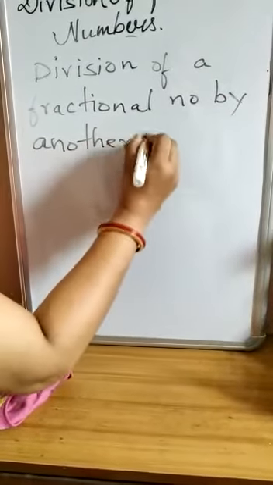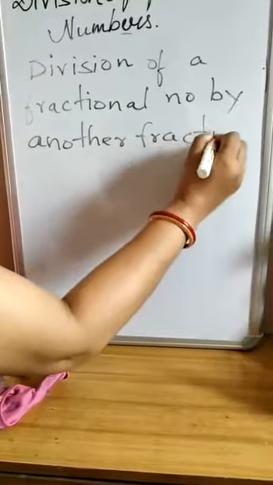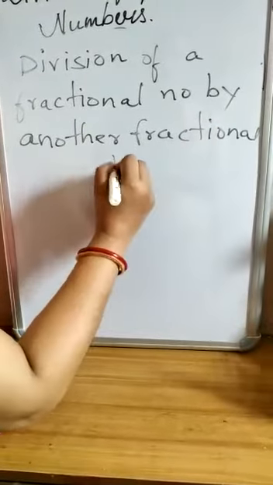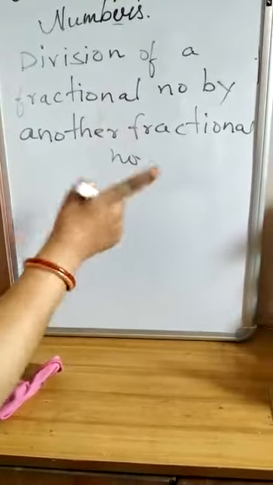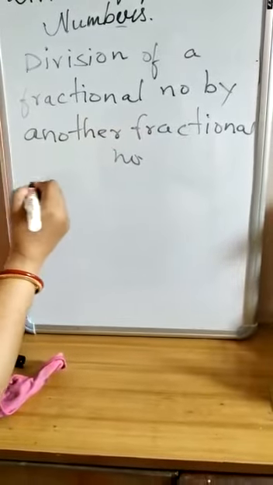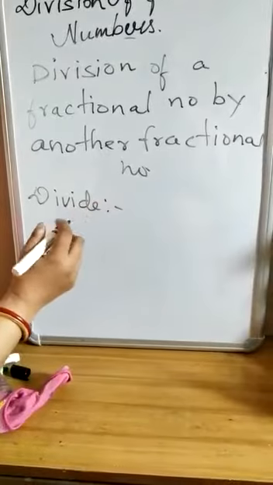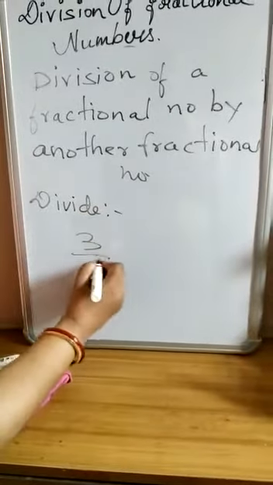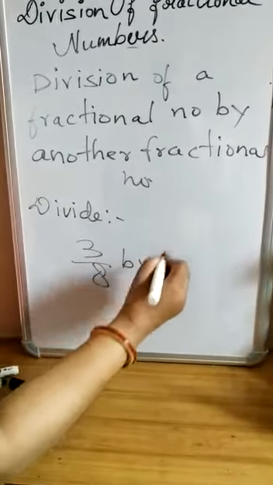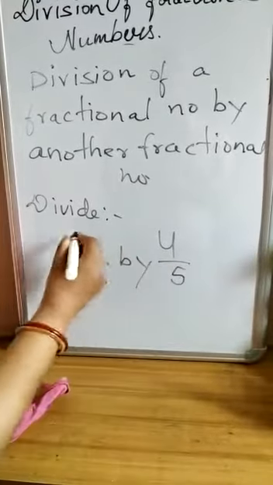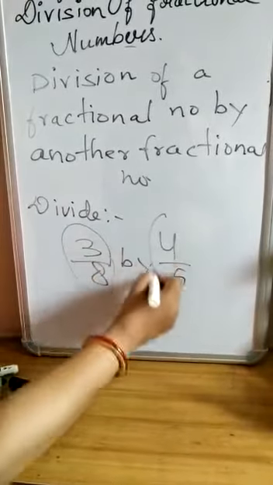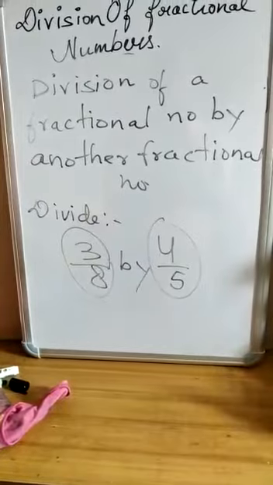Another fractional number. Here is division of a fractional number by another fractional number. For example, divide 3 by 8 by 4 by 5. Here 3 by 8 is a fractional number and 4 by 5 is also a fractional number.